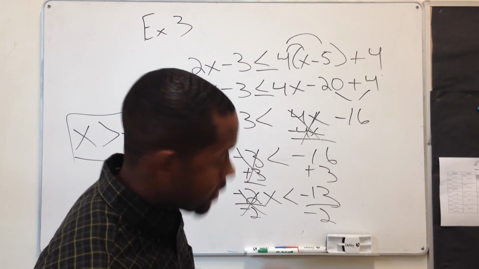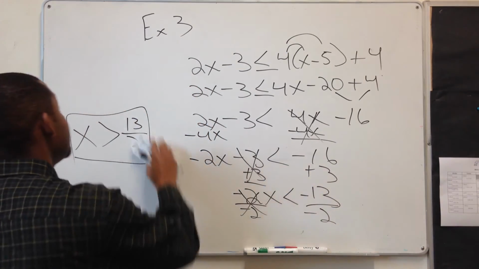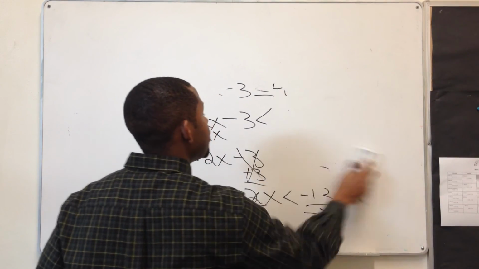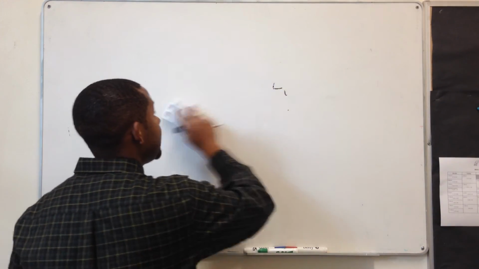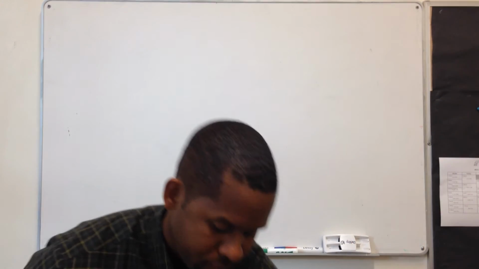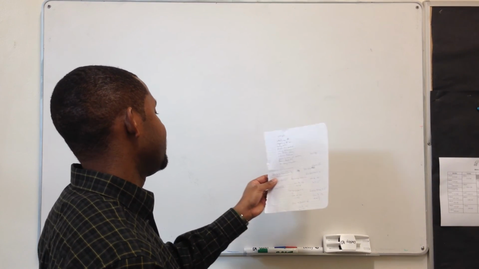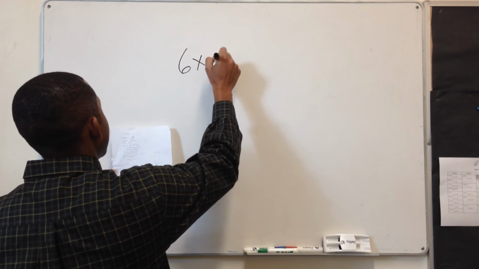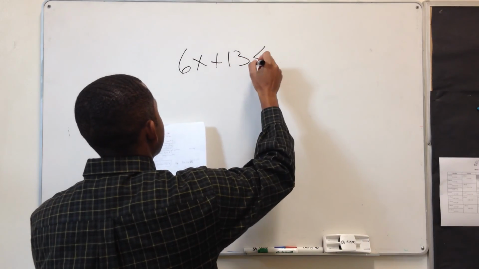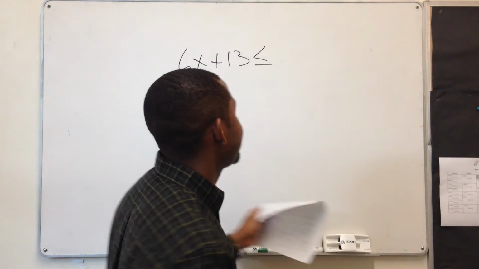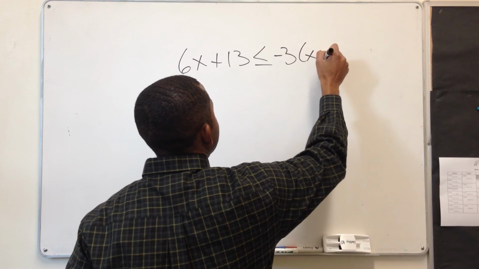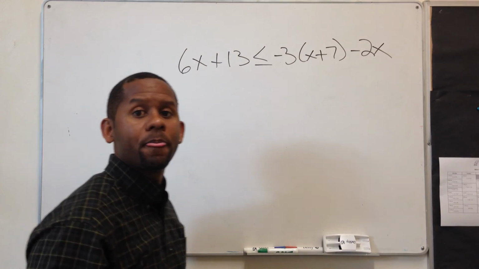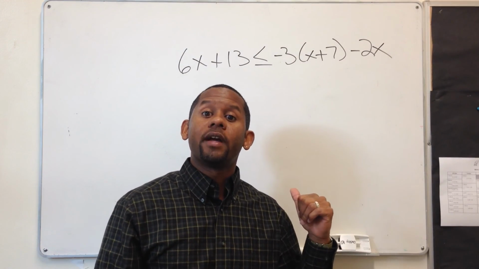Last one. Actually, this last one, I want you to do this on your own. I'm going to check it when I look at your homework, so make sure you did it right, because I'm not going to put the answers in the work right here. It says, this one's pretty simple. 6x plus 13 less than or equal to, nah, I'm changing it, I'll make it hard. Negative 3 times (x plus 7) minus 2x. There's your last problem. Solve that one on your own.